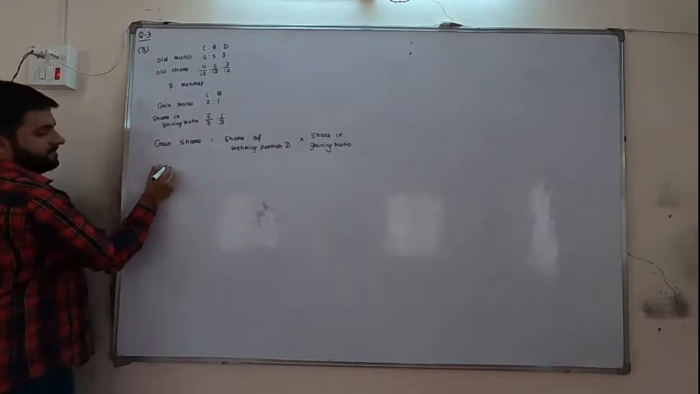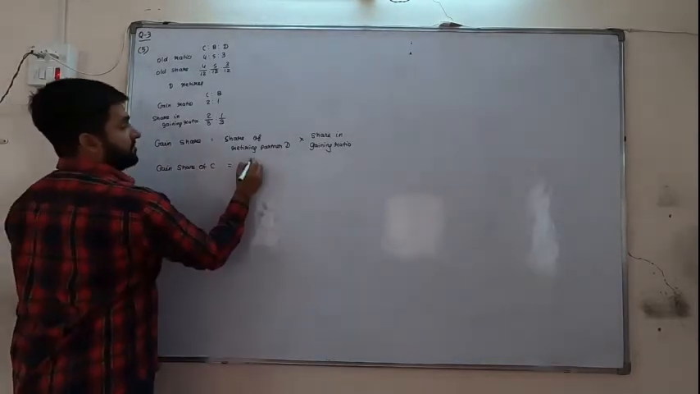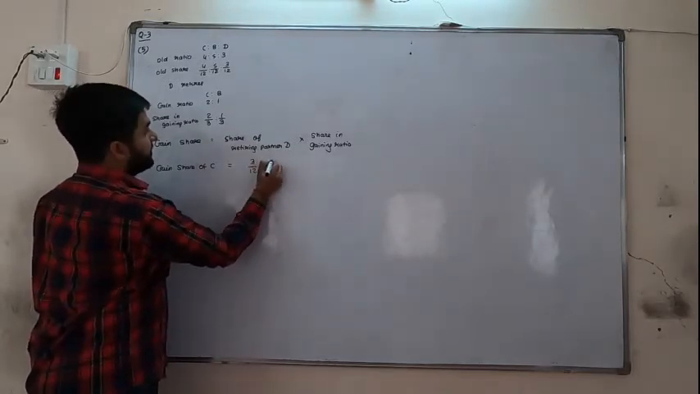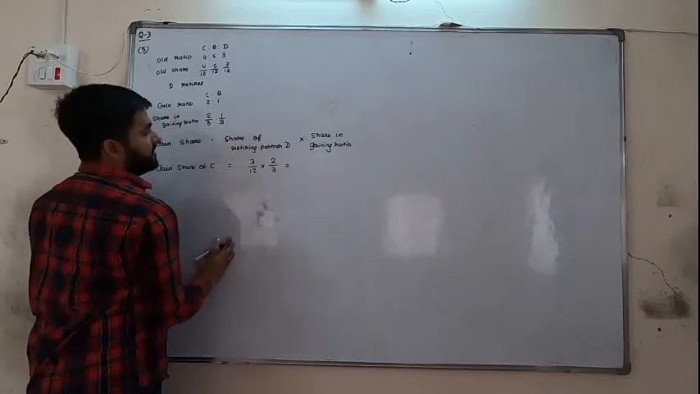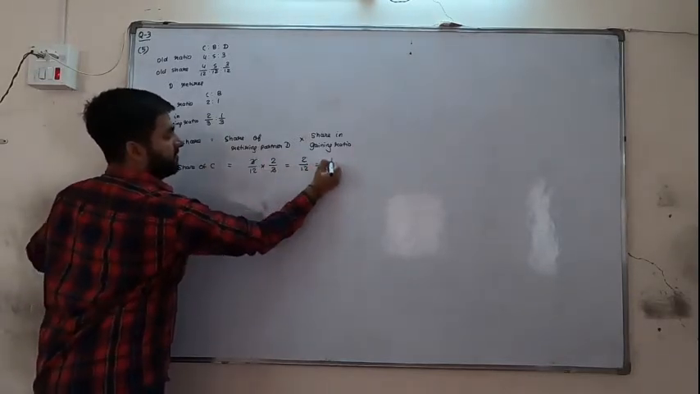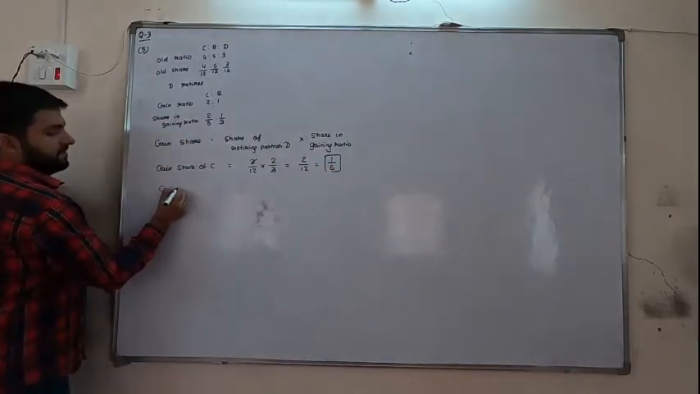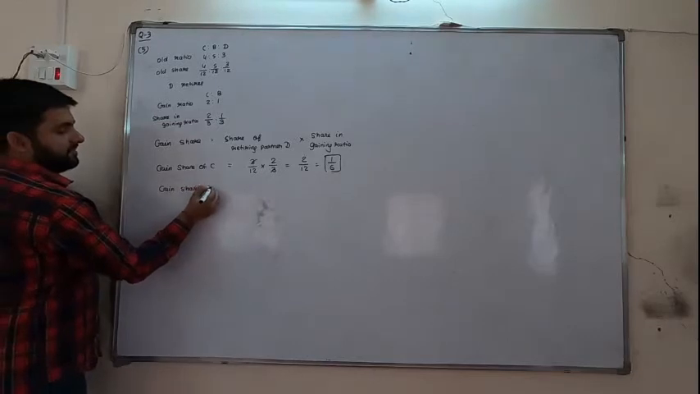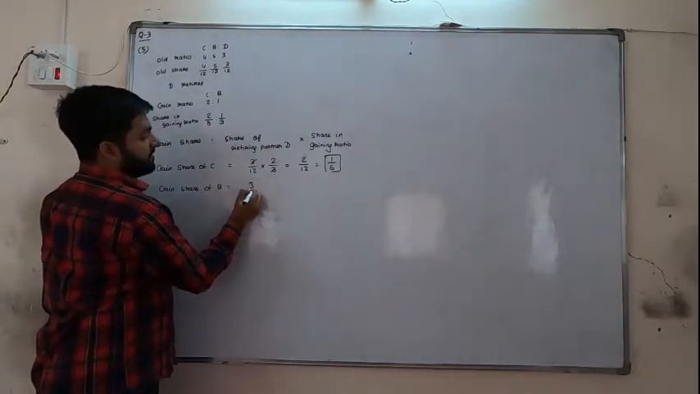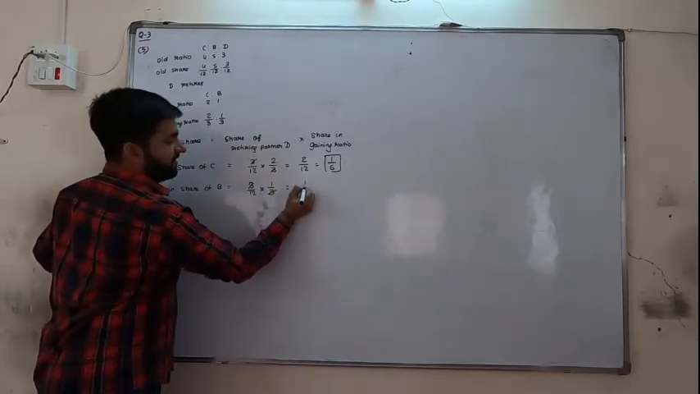So first, gain share of C. Share of retiring partner D is 3/12. Share in gaining ratio is 2/3, and both will be having the same denominator, so we can cut. It is 2/12, or we can write it as 1/6 if we need, which will be easy. Then gain share of B. Retiring partner's share is 3/12 into 1/3. Again, 3 is possible to cut, so 1/12.